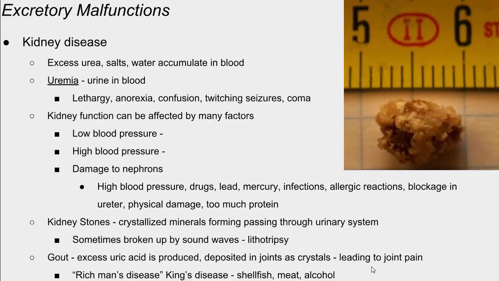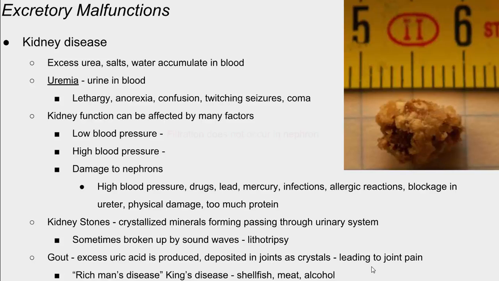So what are some malfunctions? What are some diseases that can happen related to the kidneys and the excretory system? Well, kidney disease is a general term. Kidney disease can be caused by many different factors, and we'll talk about some of those. When our kidneys don't work properly, that can be a dangerous situation. Urea can build up, and salts and water can accumulate in the blood. The term for that is uremia, which means basically the things that should be in our urine are actually staying in our blood and causing problems.